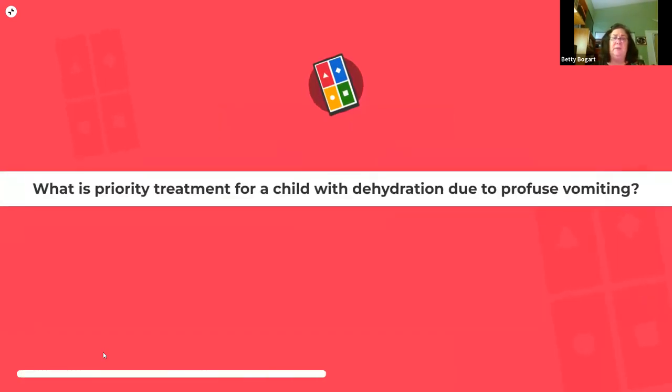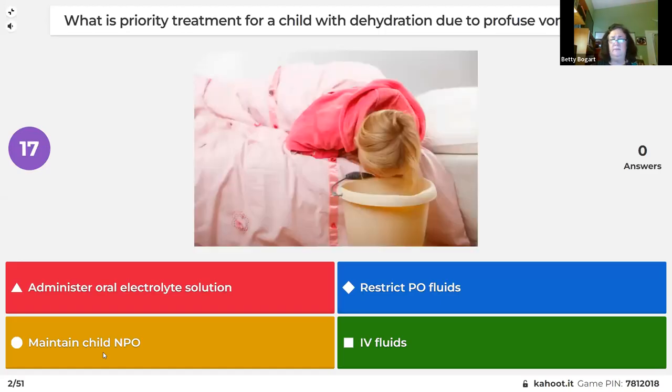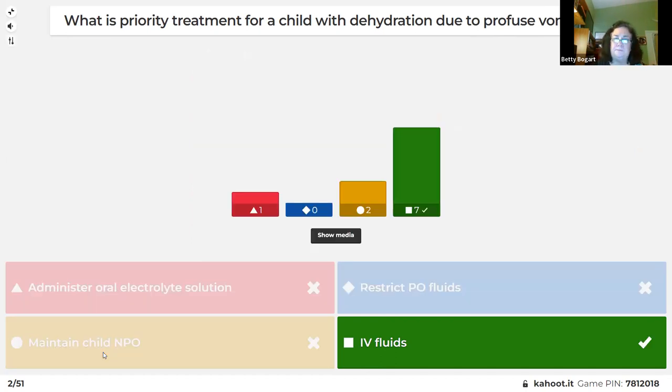What is priority treatment for a child with dehydration due to profuse vomiting? So when you are vomiting, there's no way I'm giving you anything by mouth. Especially a younger child, we're not going to wait because dehydration is so dangerous. So we'll start an IV and we'll be getting that chem profile to look at the electrolytes.